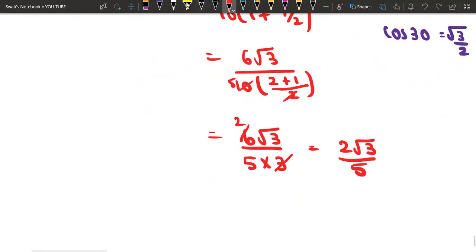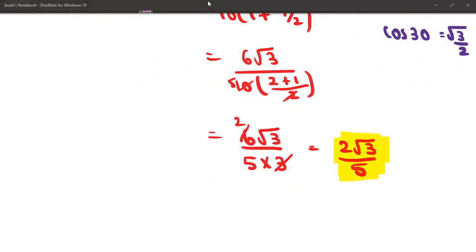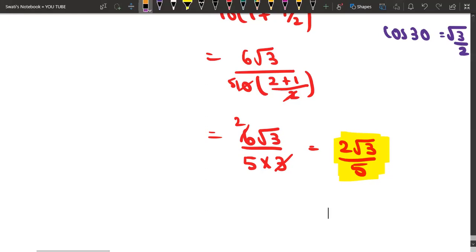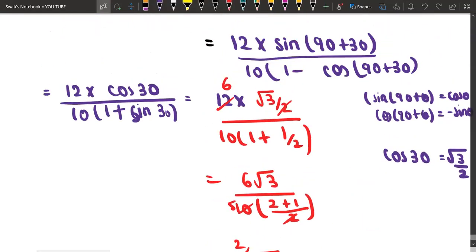This is the answer for this particular question, which is a very, very important question. All right, let me write this properly. Yes, this is a very important question. This has already come in many board exams. I have basically taken this question because it has come in CBSE 2017, 2019, and 2021.